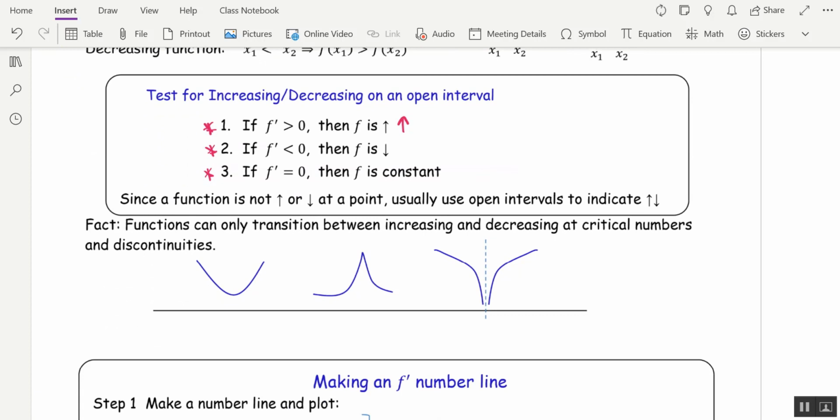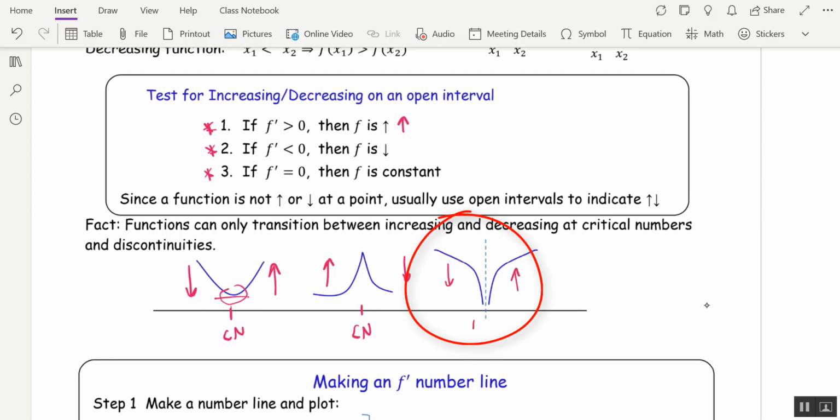They can change at critical numbers. So right here, we've got a critical number. The function's going down, and then it's going up. Again, right here, a function's going up, and then it's going down, and where it changes, there's a critical number. F prime does not exist there. You've got a corner. And over here, f prime is 0 because you've got a horizontal tangent. And what we see in this last picture is a place where a function goes from decreasing to increasing at a point not in the domain because there's a vertical asymptote there.